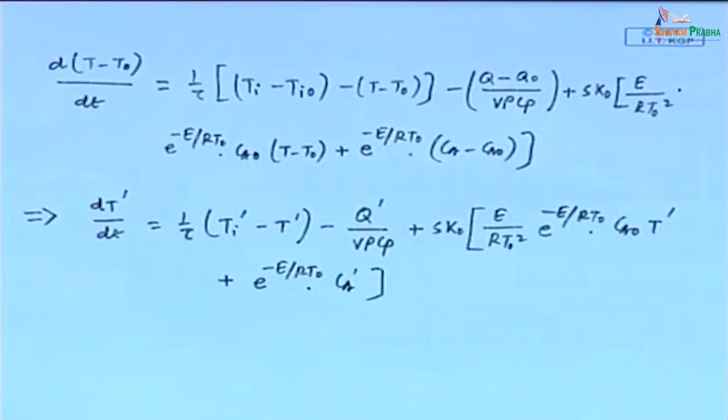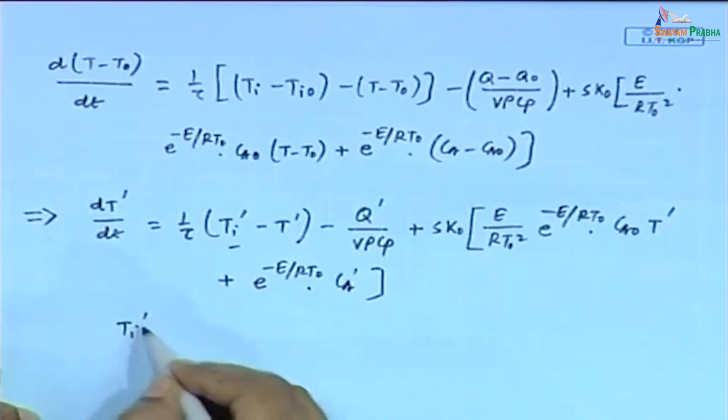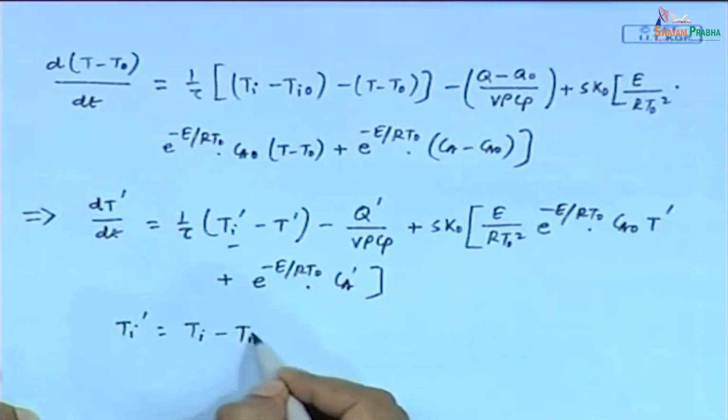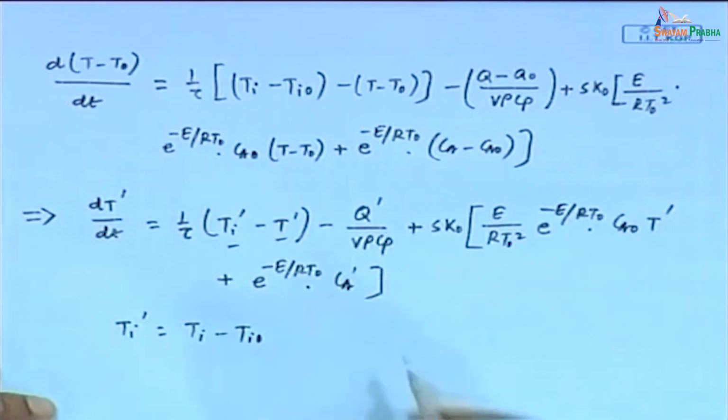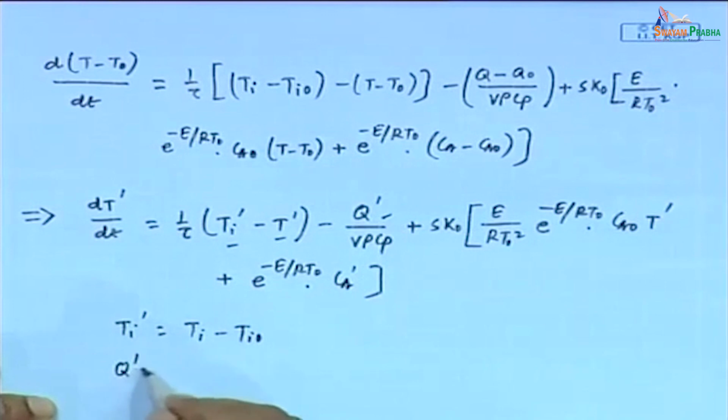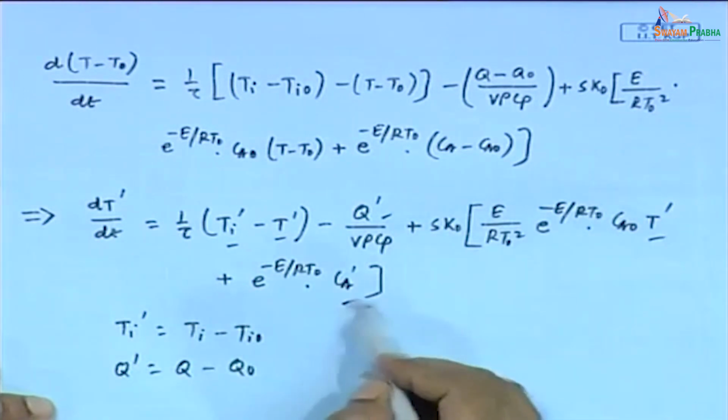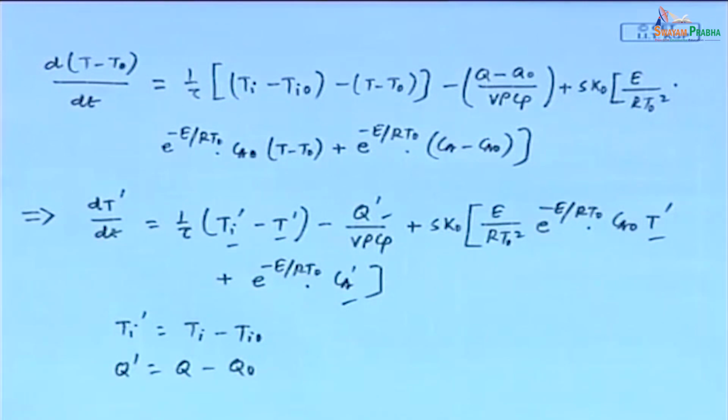Fine. So, here one deviation variable is T_i prime, that is T_i minus T_i naught. T prime we have already defined. Another one is Q prime, that is Q minus Q naught. This is defined, this is defined. So, these are the two modeling equations for the example CSTR system in linearized form and in terms of deviation variables. Fine.